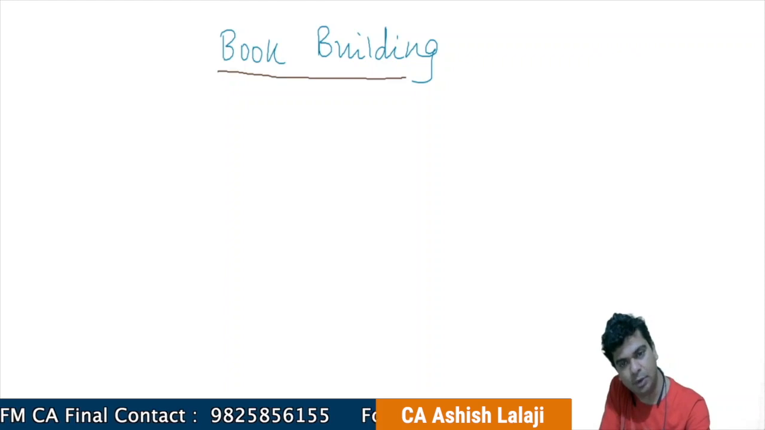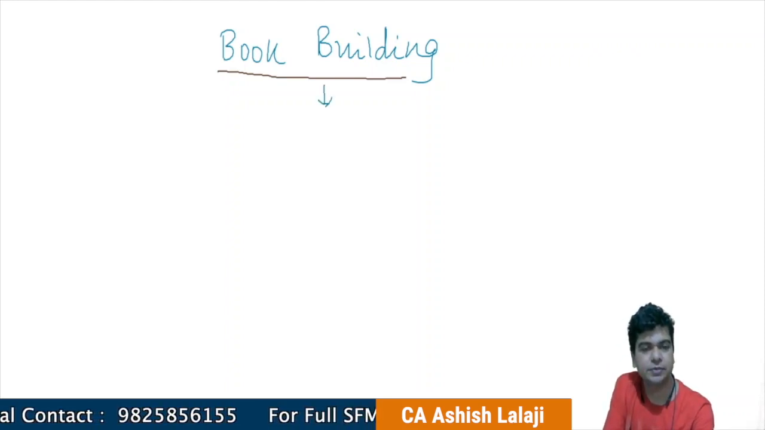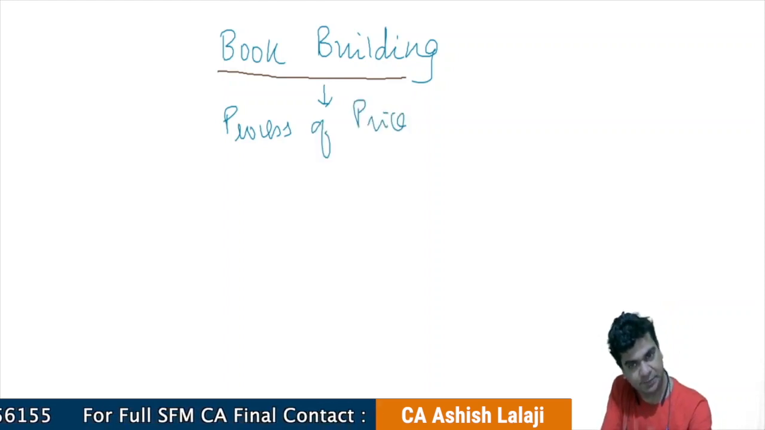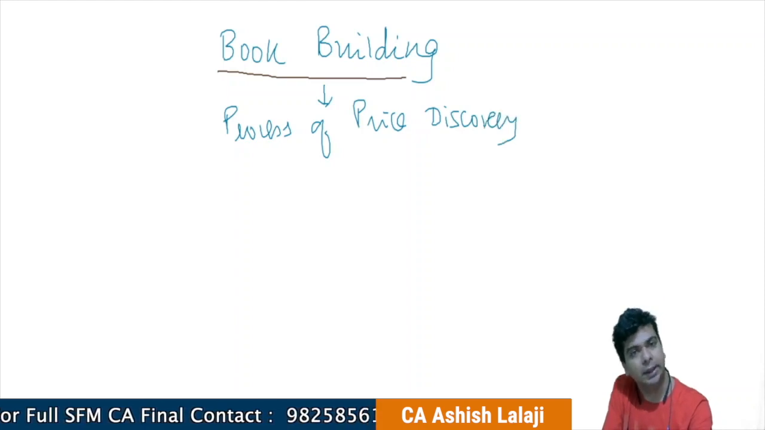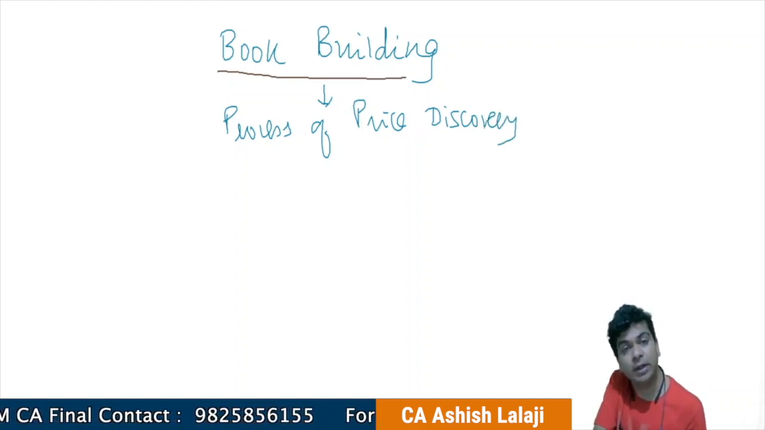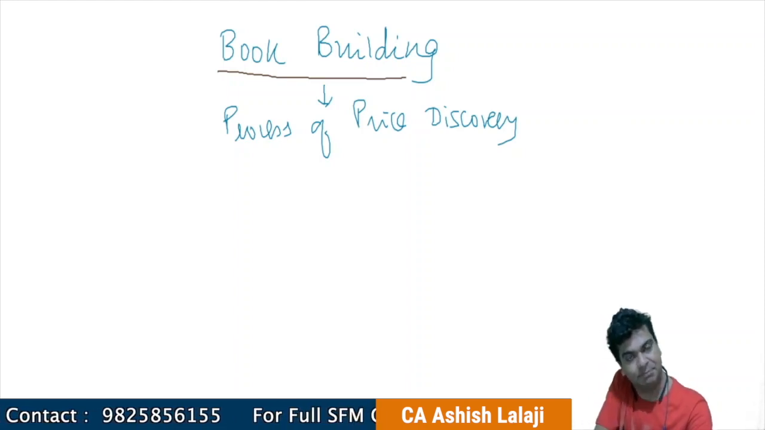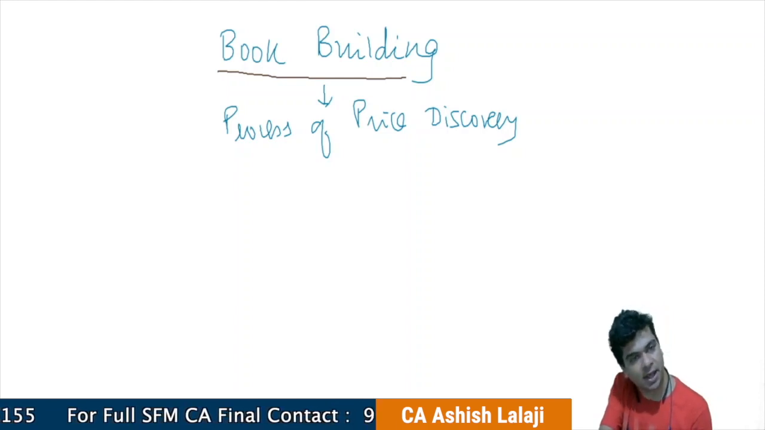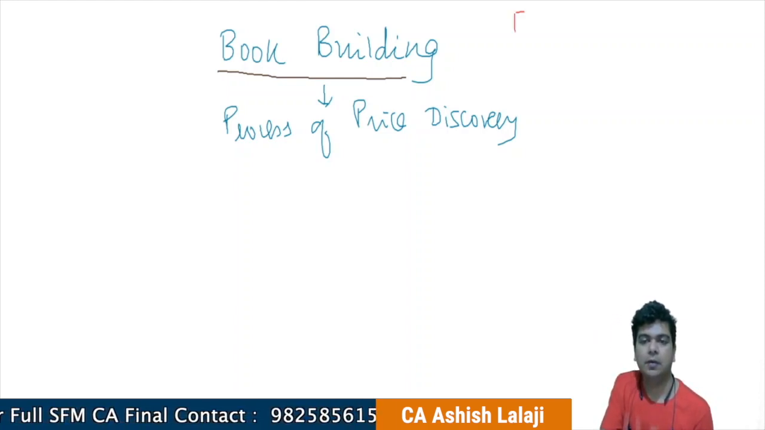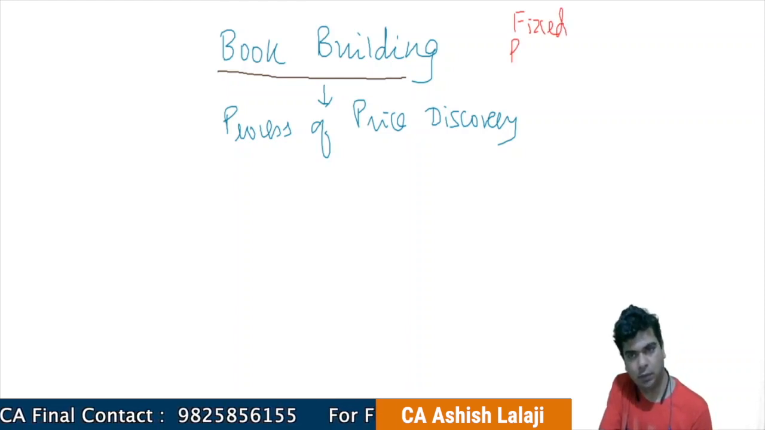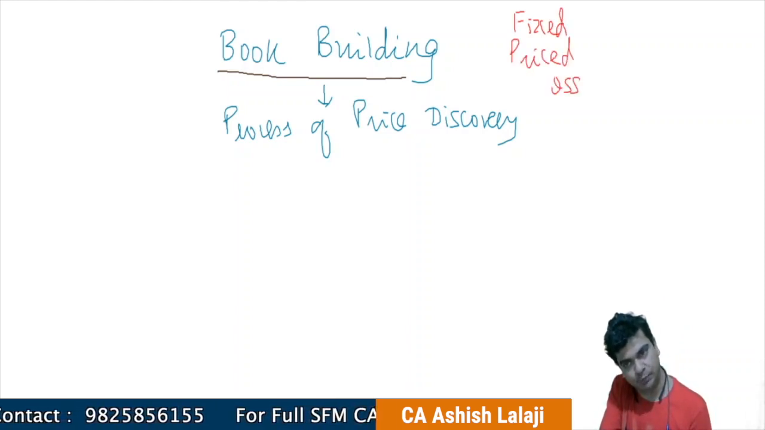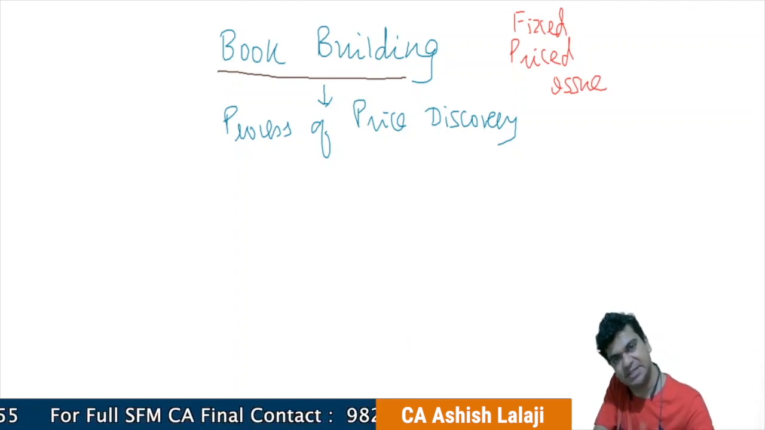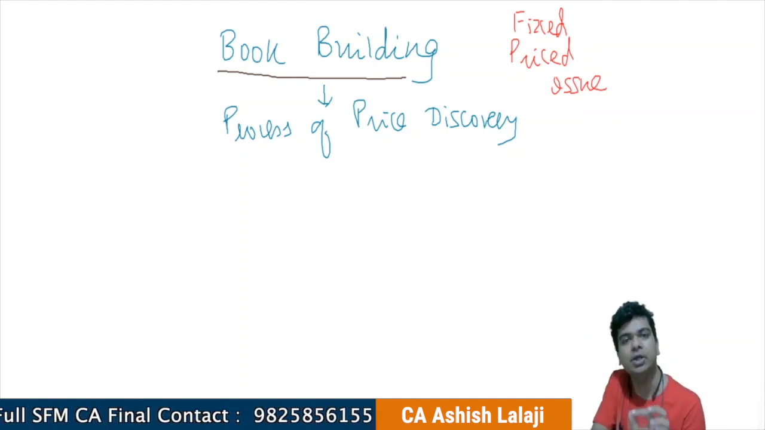We will understand book building as a process of price discovery. In the earlier days, when the book building process was not there, companies used to come out with a fixed priced issue. Fixed priced issue means the company will tell its potential investors that we are offering our shares at a particular price.